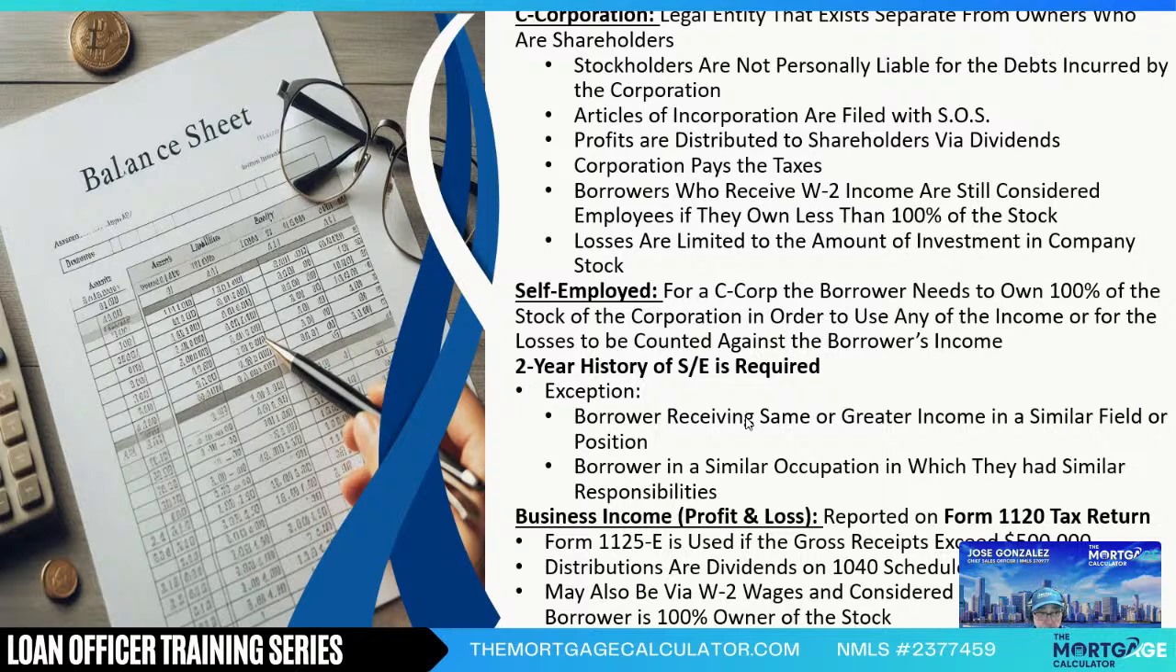But before I go on into the next and final slide, I want to remind everybody the key takeaway from this page, and probably the key takeaway from this whole presentation, is that a C corporation borrower has to own 100% of the stock of the corporation in order to be considered self-employed. And they have to own 100% of the stock of the corporation in order to be able to use the income or have losses considered against their income. That's the most important takeaway from this whole presentation today, because that's the argument I've used many times when they start asking questions on that 1120 tax return. And as long as you can prove that the borrower is not 100% owner of the stock, you can usually stop them cold in their tracks.